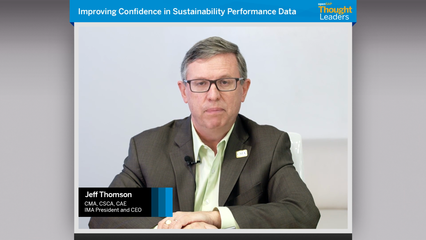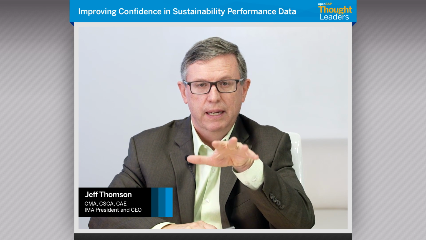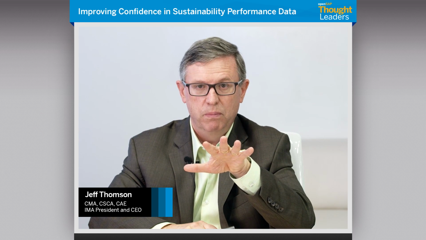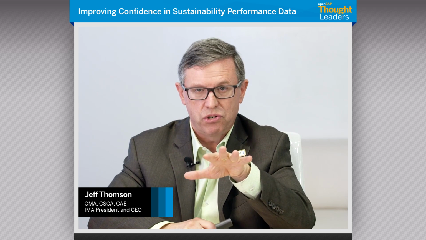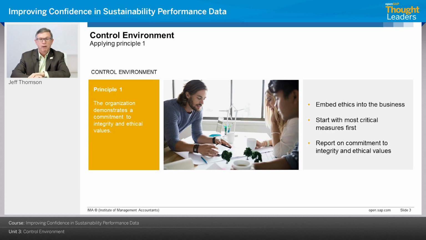In Unit 2, we described the COSO internal controls framework, all 5 components of the cube. In this unit, Unit 3, we're going to be speaking more specifically about the top of the cube, the top component referred to as the control environment. So, in this unit, we're going to define the principles identified with the control environment component, and then we're going to relate aspects of this component and the principles to actual practice, and we're going to begin to introduce case studies. So, applying Principle 1, the control environment.